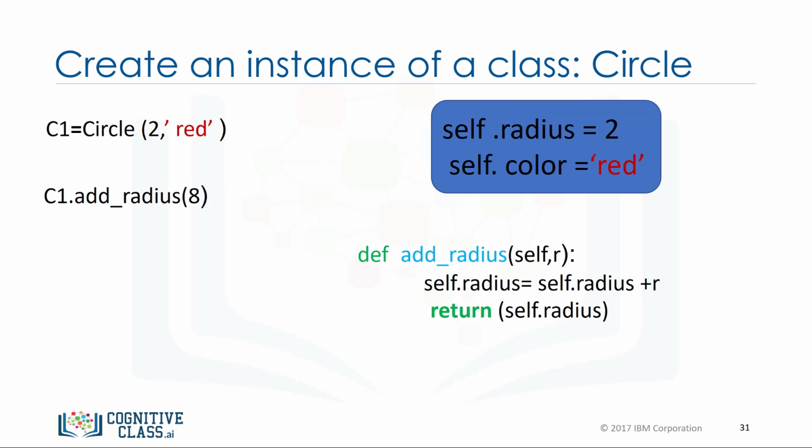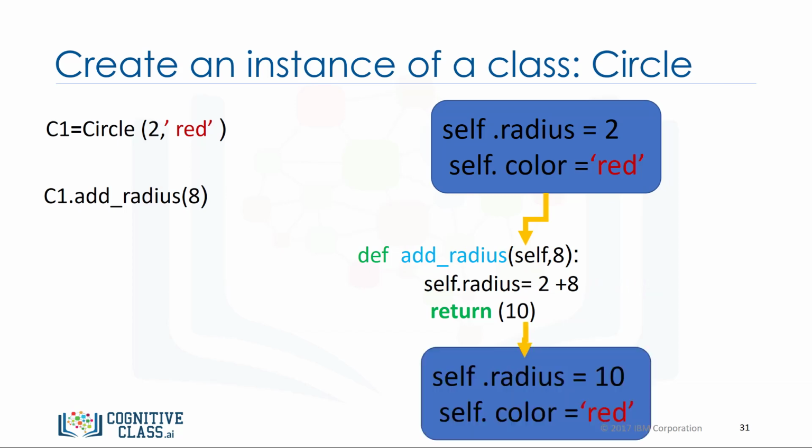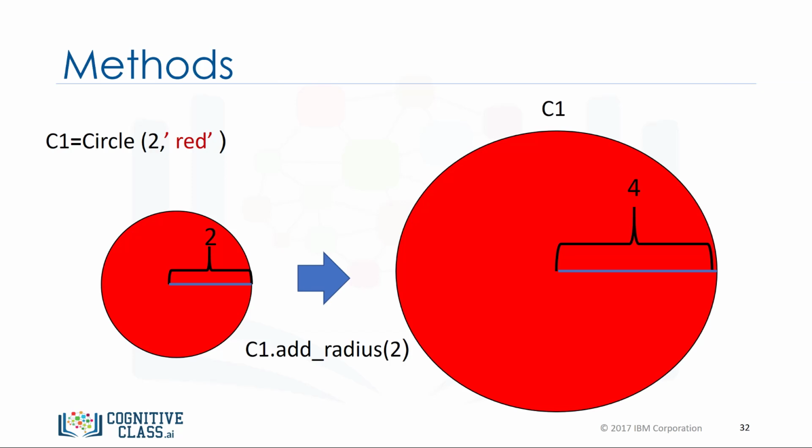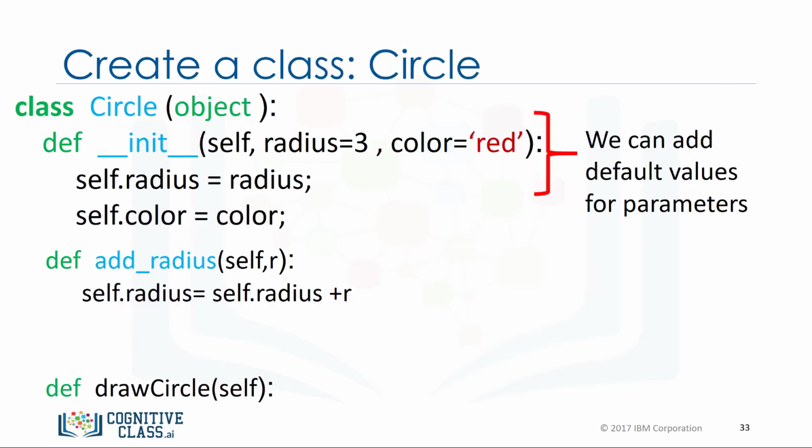Internally, the method is called with a value of 8 and the proper self object. The method assigns a new value to self.radius. This changes the object, in particular the radius data attribute. When we call the addRadius method, this changes the object by changing the value of the radius data attribute. We can add default values to the parameters of a class's constructor. In the labs, we also create the method called drawCircle. See the lab for the implementation of drawCircle.